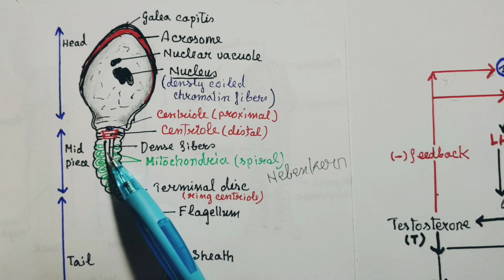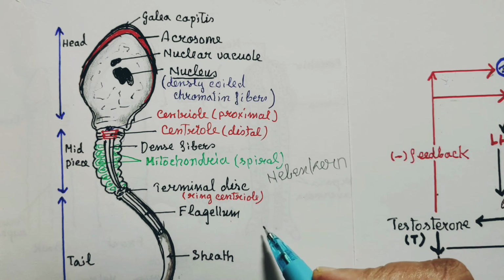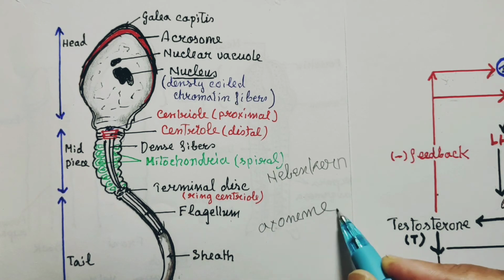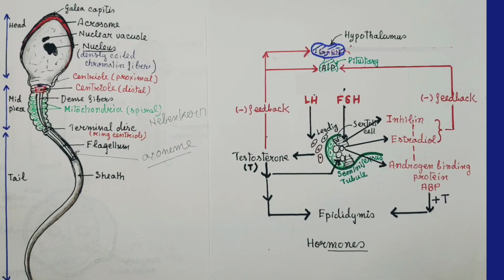This rod-like structure which is passing through the midpiece and through the tail, it is formed by the distal centriole and it is known as the axoneme. We have seen that the spermatids transform and mature into spermatozoa. This is the structure. But they are non-motile in the seminiferous tubule. These non-motile spermatozoa are transported to the epididymis. In the epididymis, they gain motility and they become capable of fertilization.